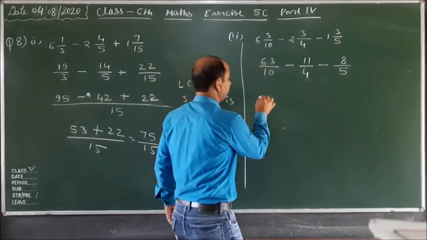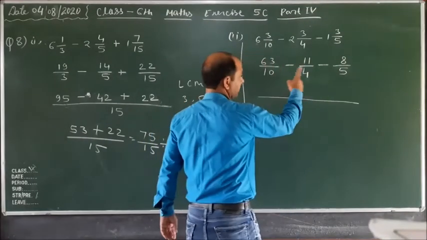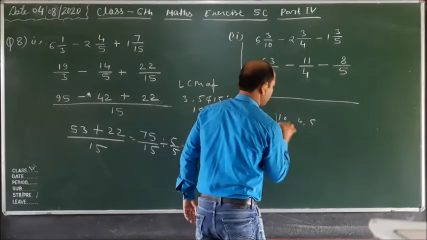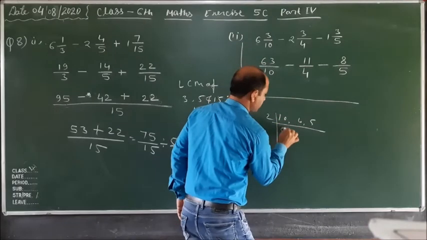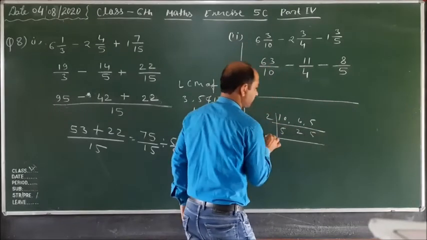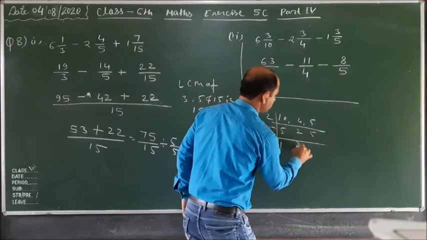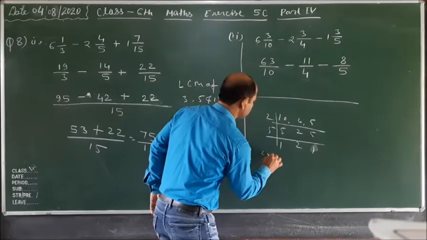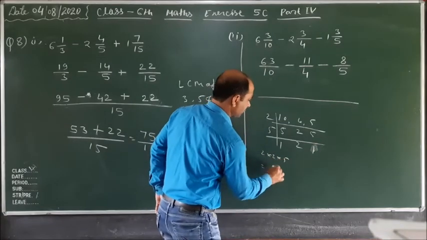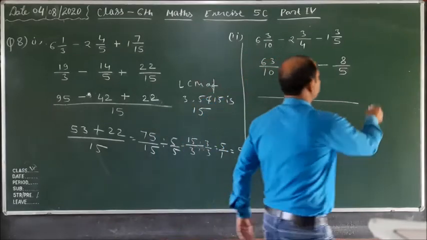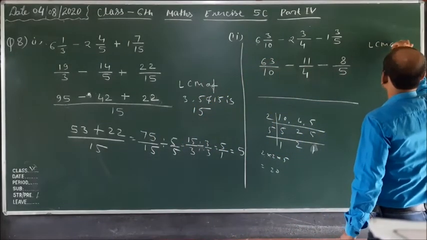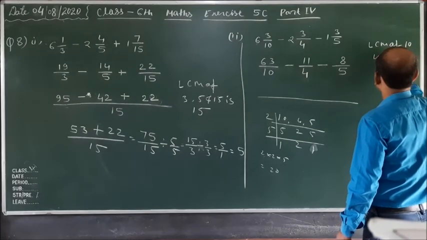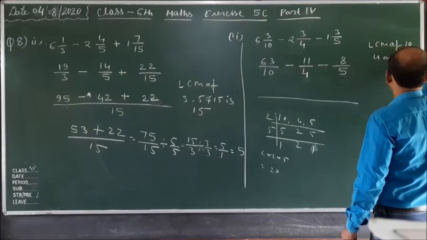Okay. Now we take the LCM of 10, 4 and 5. Now the LCM of 10, 4 and 5: 2 5s are 10, 2 2s are 4, 5 1s are 5. Now the LCM is 2 into 2 into 5 equals 4 5s are 20. Now we write here the LCM of 10, 4 and 5 equals 20.